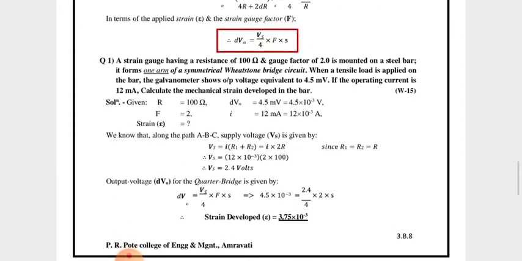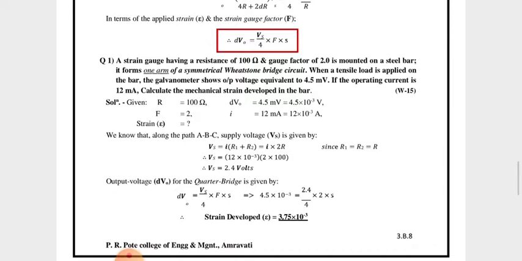Okay, on this relation we will study one numerical. A strain gauge having a resistance of 100 ohm and gauge factor of 2 is mounted on a steel bar. It forms one arm of a symmetrical Wheatstone bridge circuit. When a tensile load is applied on the bar, the galvanometer shows output voltage equivalent to 4.5 millivolt. If the operating current is 12 milliampere, calculate the mechanical strain developed in the bar.